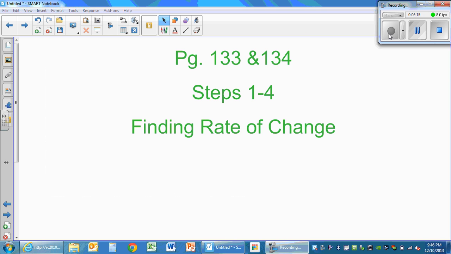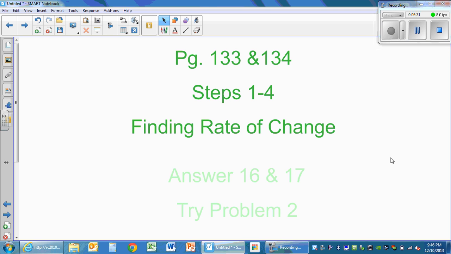Now that you've had a quick refresher, I want you to go flip to page 133 and follow steps 1 through 4 on finding the rate of change. And then after you finish that, answer problems 16 and 17 and try problem 2. We'll check over all of this when you get back to class tomorrow.